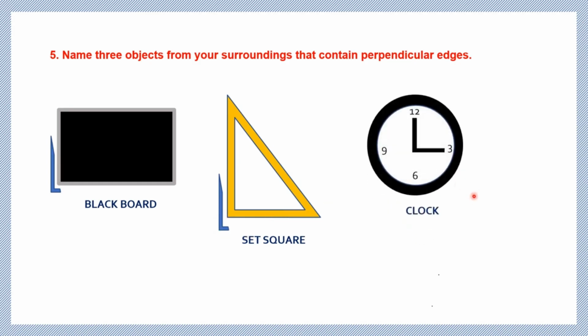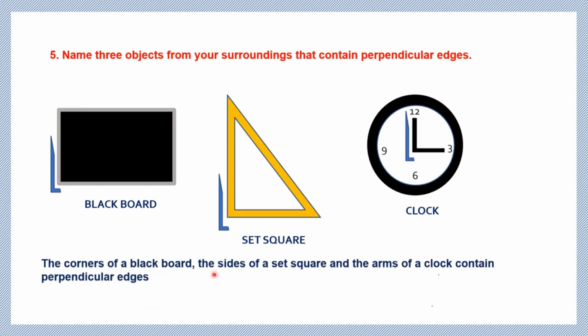Then look at the clock. Look at the arms of a clock. So when you get 90 degrees like this, then you can say that the arms of the clock are also perpendicular edges. You can look around and find many more perpendicular edges in your notebook, in your ruler, the windows, the doors. Okay, you can find these edges which are perpendicular to each other. So the corners of a blackboard, the sides of a set square, and the arms of a clock contain perpendicular edges. We are asked to name three objects. You can name any three objects.